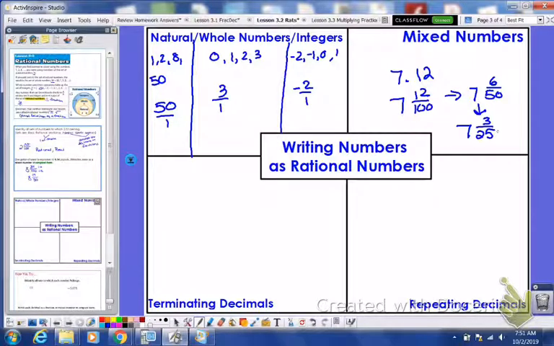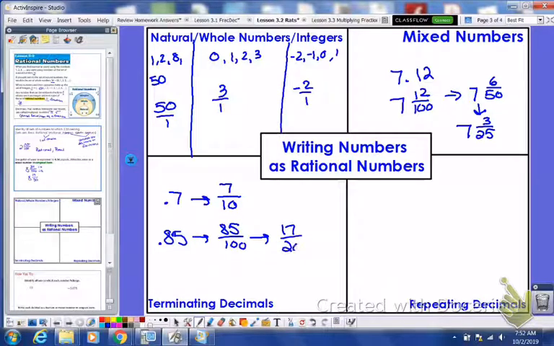Okay, now terminating decimals. Let's get a little practice here. If we give you 0.7, we would say that as 7/10. So as a fraction, 7 over 10. If we gave you 0.85, now we're talking about hundredths, so 85 hundredths. So 85 over 100, which then reduces to 17 over 20.